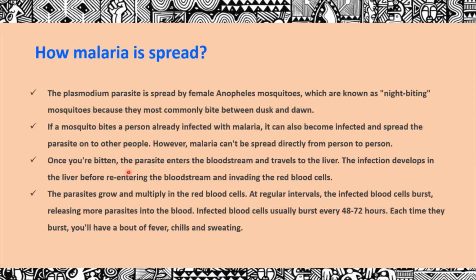Once you are bitten, the parasite enters the bloodstream and travels to the liver. The infection develops in the liver before re-entering the bloodstream and invading the red blood cells. The parasites grow and multiply in the red blood cells. At regular intervals, the infected blood cells burst, releasing more parasites into the blood. Infected blood cells usually burst every 48 to 72 hours. Each time they burst, you'll have a bout of fever, chills, and sweating.